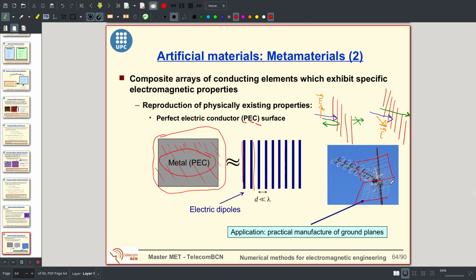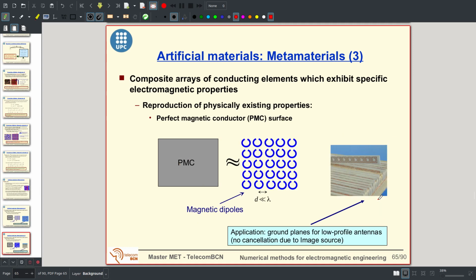This is a dihedral reflector for a Yagi antenna. But we can build this because it has advantages over the bulk material, over the perfectly conducting sheet. For example, it has less weight or less resistance to wind, etc. But in the same way that we have built something having the properties of a perfect electric conductor, we can build an array having the properties of a perfect magnetic conductor.